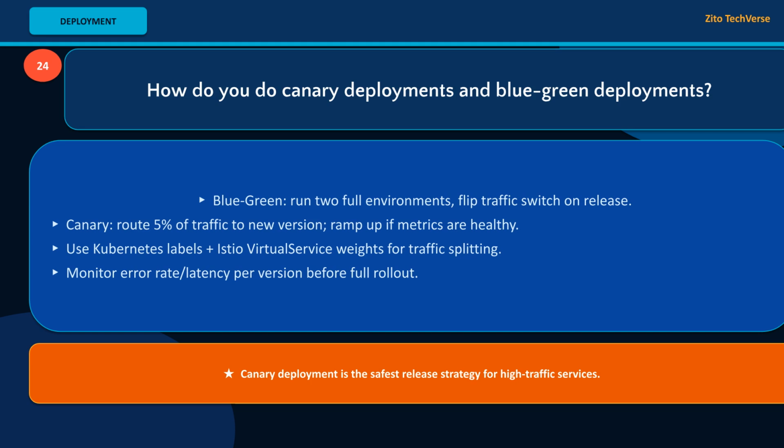For safe releases, use canary deployments to route a small percentage of traffic to a new version, monitoring its health before a full rollout. Blue-green deployments offer a quick switch between 2 full environments. Use Kubernetes labels and tools like Istio to manage these traffic splitting strategies effectively.